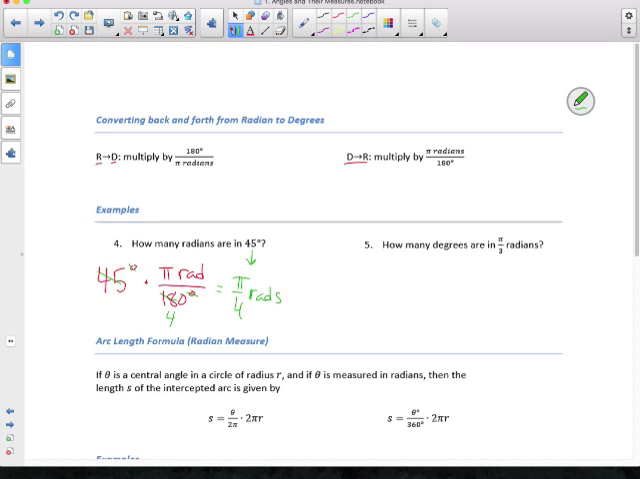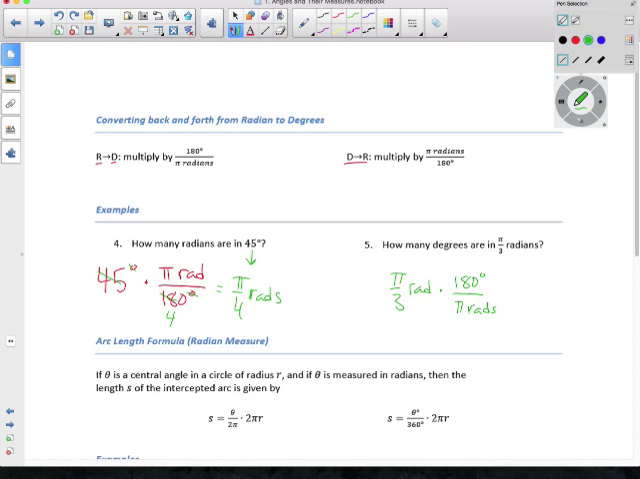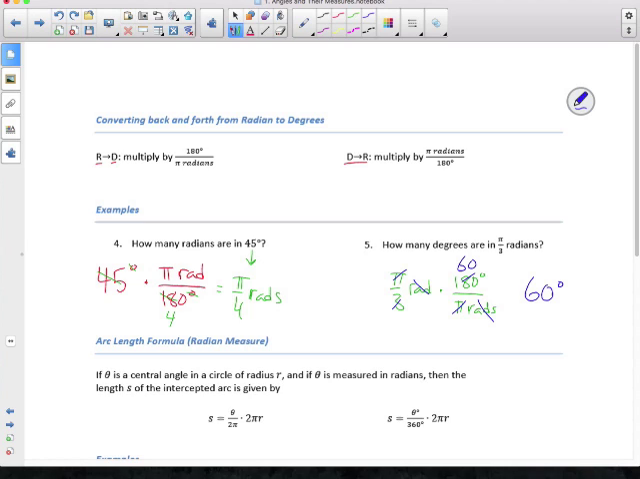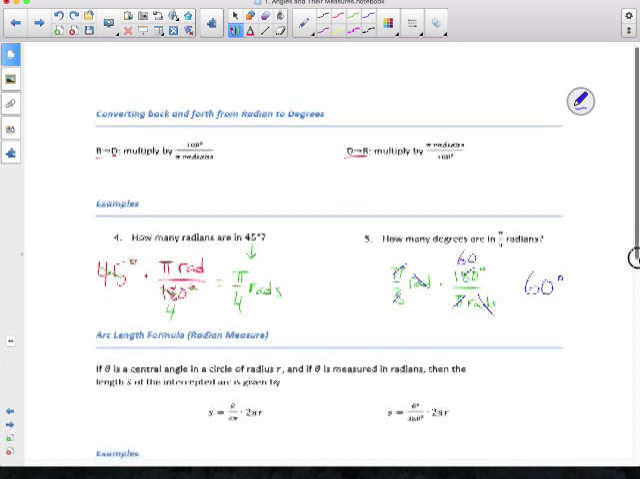If I'm going about this the other way, I have pi over 3 radians. I want to cancel out the units of radians. So I'm going to do 180 degrees on top divided by pi radians, because this allows the radian measurement to be canceled, because it's on top and bottom. I'm also lucky enough that the pi's cancel, and I have 180 and 3, so I'm left with 60. So pi over 3 radians is the same as 60 degrees. Not that bad, right?